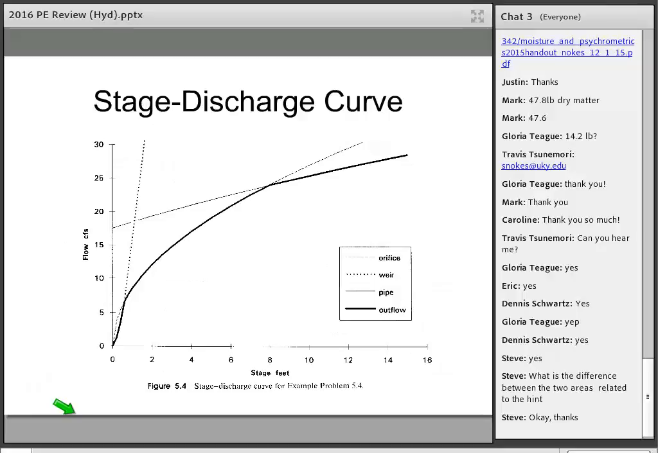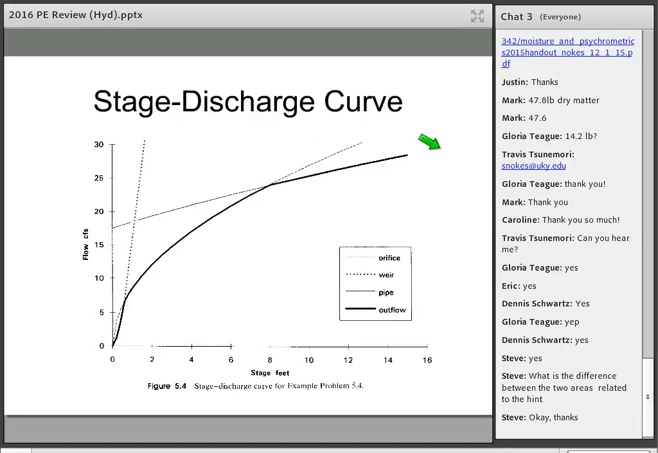Okay, so what's a stage discharge curve then? Well, we've got the weir equation, which is this really steep one here. You've got an orifice equation, which is along here. And you've got the pipe flow that's here.